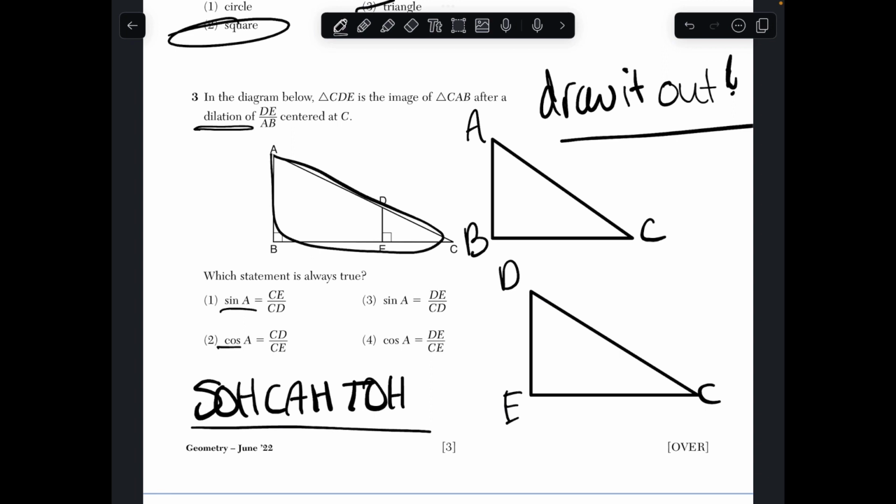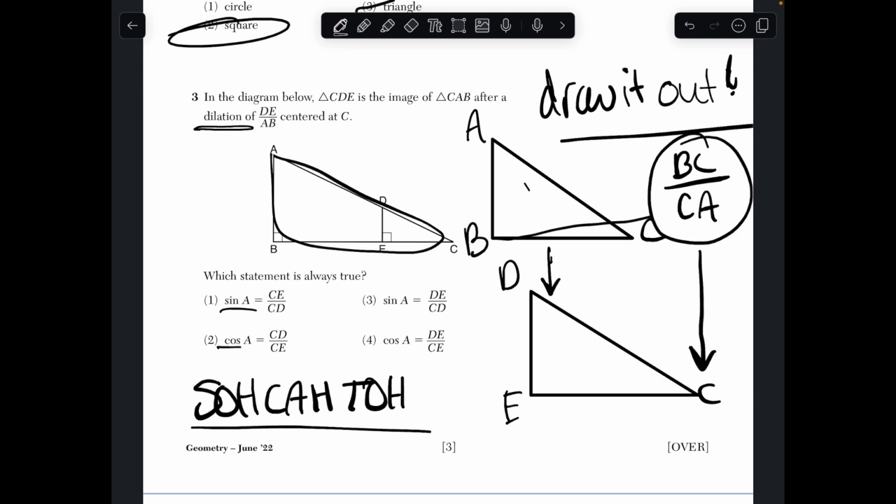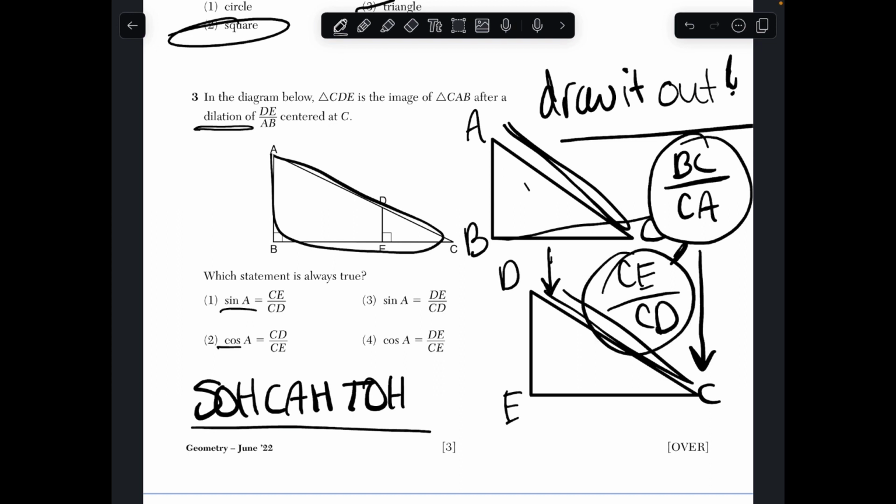So the sine of A would be the opposite side to its angle over the hypotenuse. So opposite of A would be BC over CA. Now you want to translate these to corresponding sides on this triangle. So BC would be CE, and then CA would be CD. So these are equal proportions, and that would be the correct answer, 1.